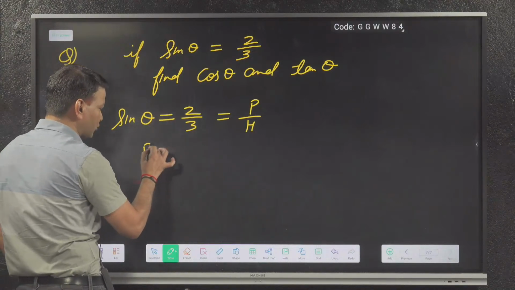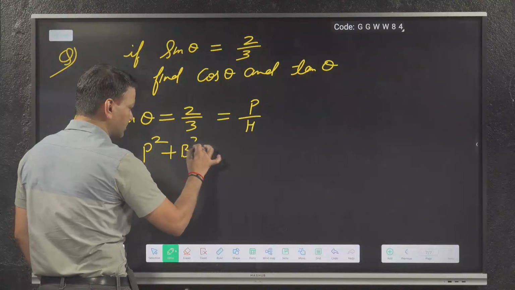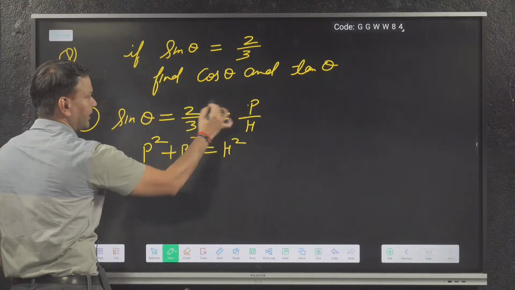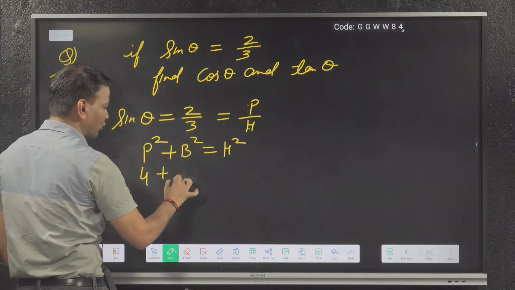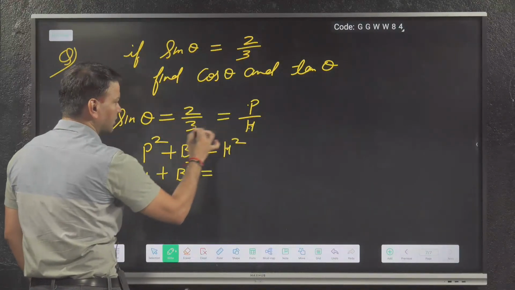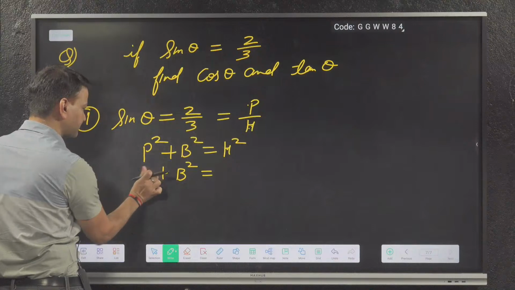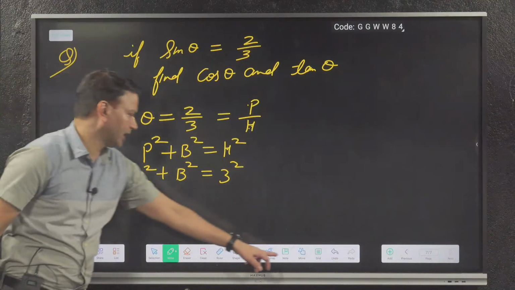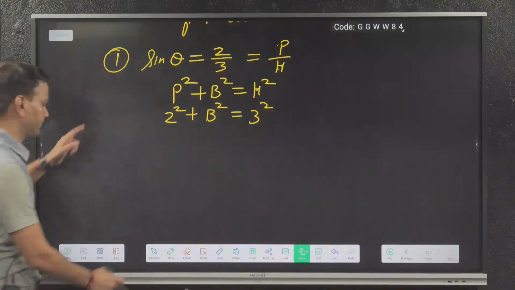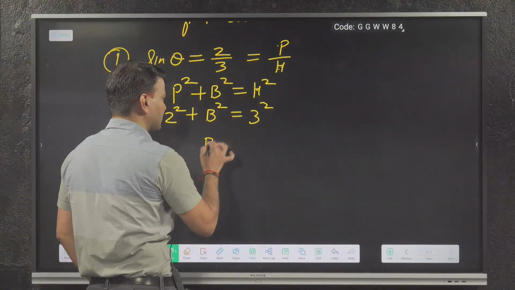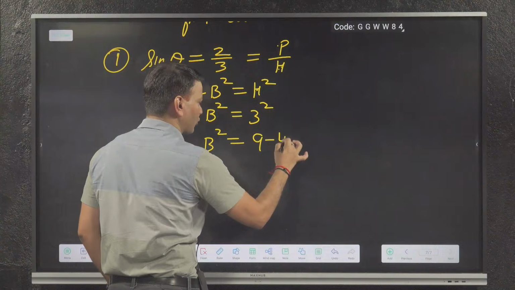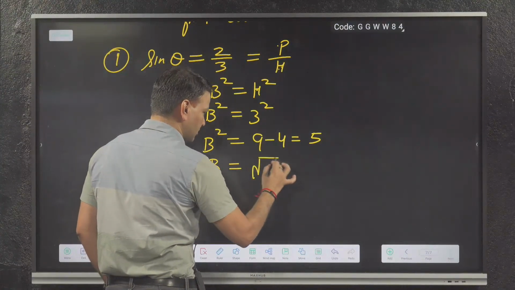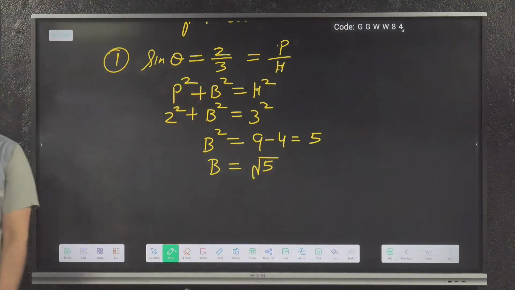Pythagoras theorem. P square plus B square is equal to H square. Now P square is 4, because P is 2. Base I don't know, so B square. Hypotenuse is 3, so 3 square. Now from this, B square is equal to 9 minus 4, that is 5. Now what is B I got? Root 5. So base I got root 5.